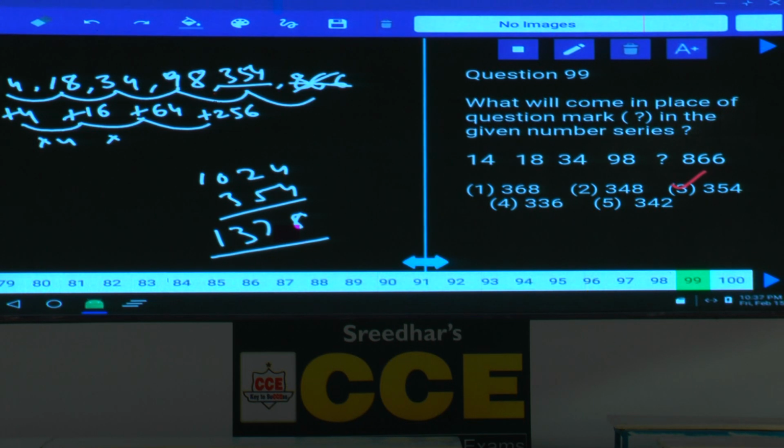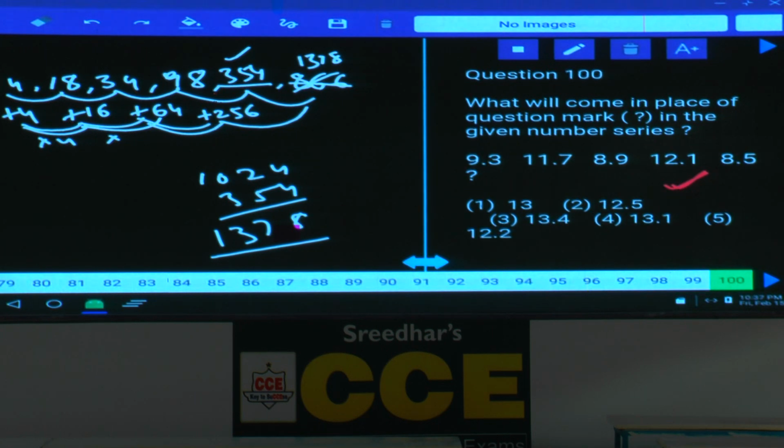Because 4 into 4, 16, 16 into 4, 64, 64 into 4, 256, 256 into 4, 1024 should be added. Okay, and the last number is wrong, 1378 is the last number. As of now, 354 is given as the choice, okay, the last number.